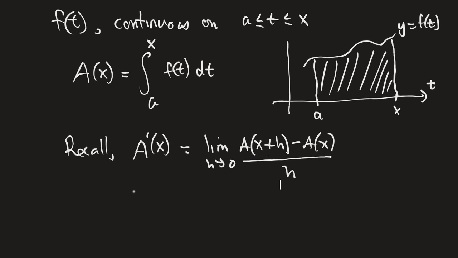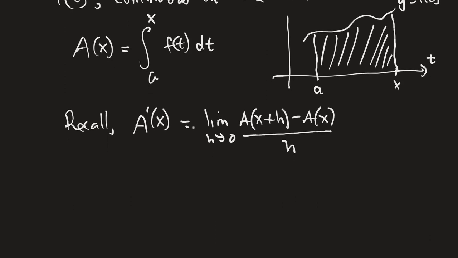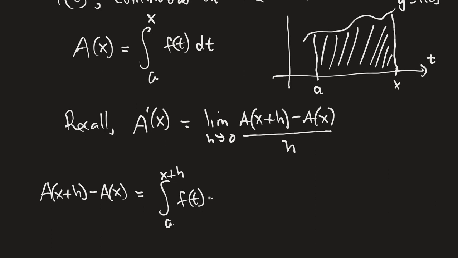So let's start by looking at the expression that's in the numerator. Let's look at A of x plus h minus A of x. By definition, A of x plus h is the integral from a to x plus h of f of t dt, and then minus, again by definition, the integral from a to x of f of t dt.